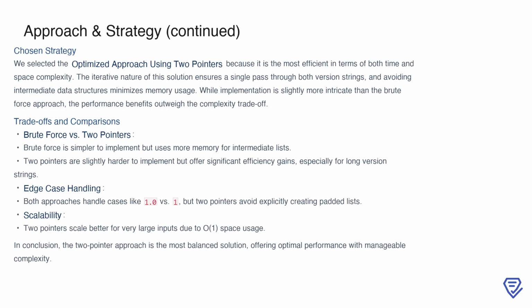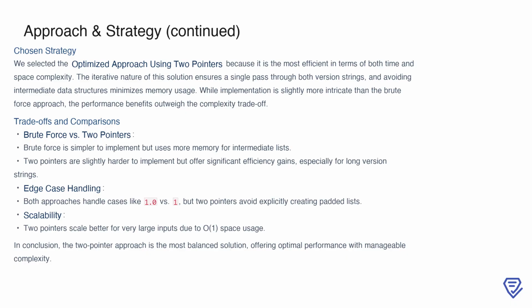The optimized two-pointer approach was chosen as the preferred solution because it offers the best balance between time and space efficiency. By processing the strings directly and avoiding intermediate data structures, we achieve a solution that is both fast and memory efficient. The iterative nature of this approach ensures we process each string in a single pass, and while the implementation is slightly more complex than the brute force method, the performance gains make it worthwhile.